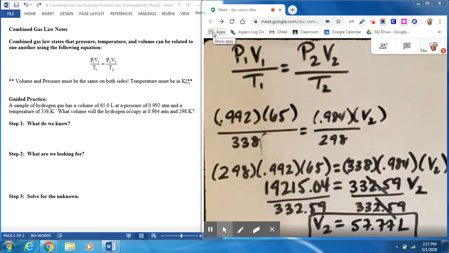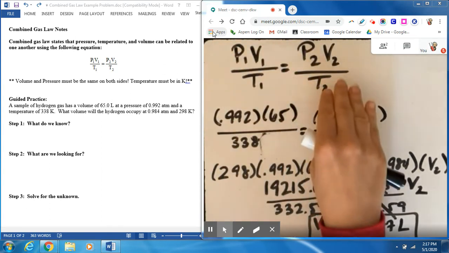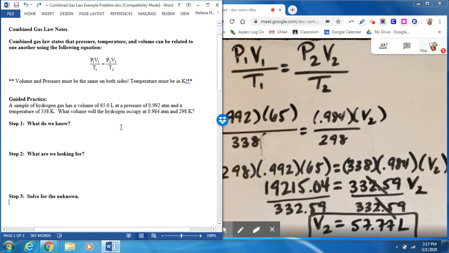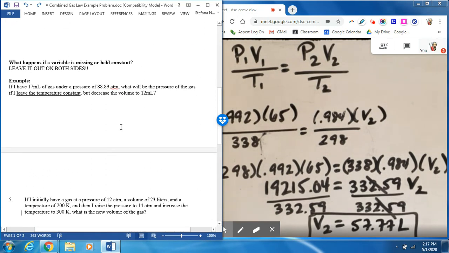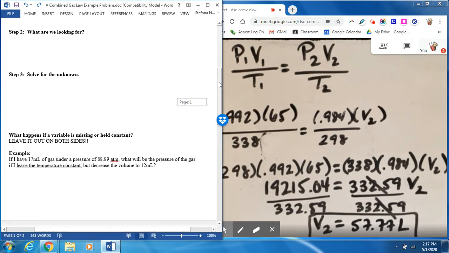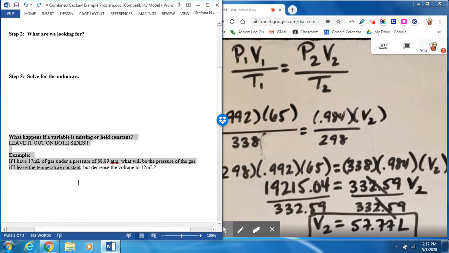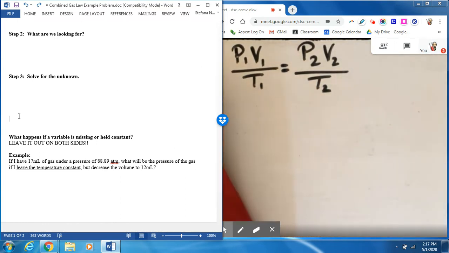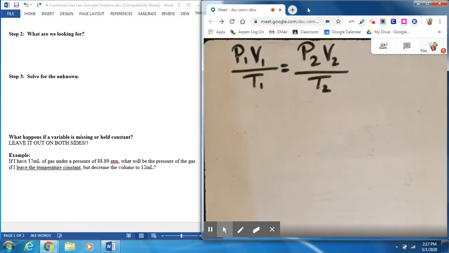Now, you might find out that once in a while, one of these properties of a gas is actually held constant. And so let's talk about what happens if that is the occasion. So here's this example, right down here at the bottom of this handout. What happens if one of our variables or one of our properties doesn't change at all? What do we do in that case? It actually makes the problems a lot more simple if something is held constant or is actually just missing from the problem altogether. So let's take a look at this example.